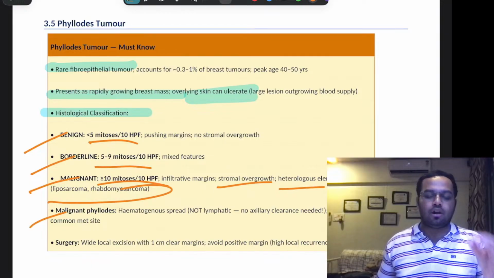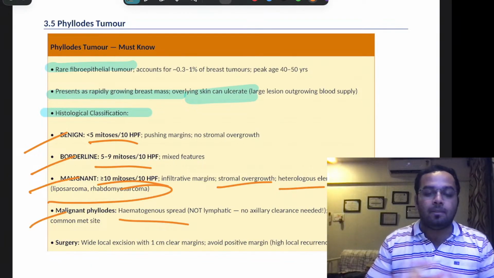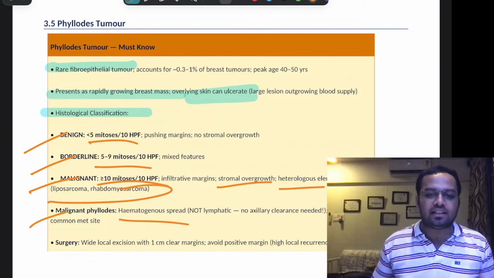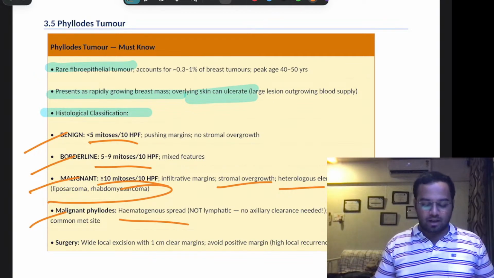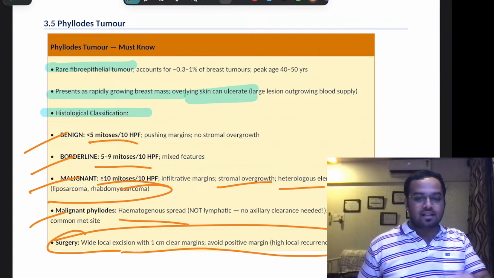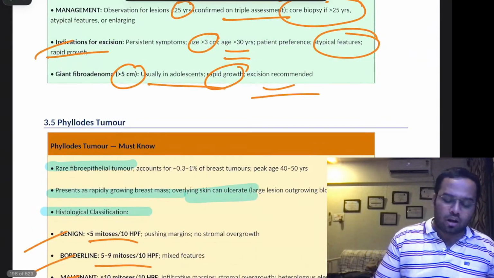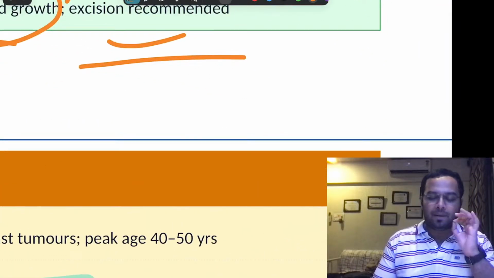So it is always and always going to metastasize with the help of hematogenous spread, so the axillary lymph node does not come into the picture at all. So no role of axillary dissection when you are going to talk about the phyllodes tumor. So surgery is the wide local excision with 1 centimeter clear margin, and always remember that positive margin has high recurrence risk. So we are going to talk about the margins, how much at what places which margins are to be taken.